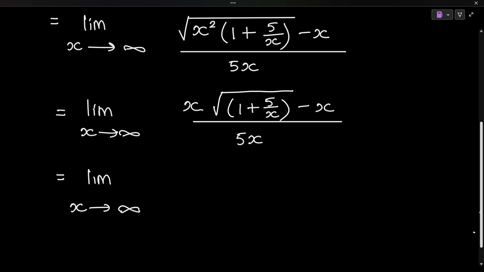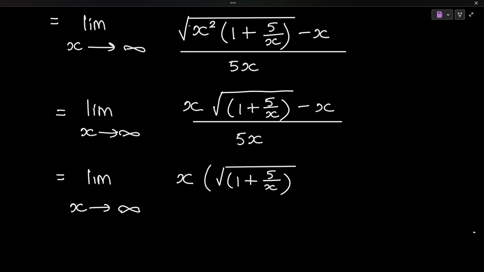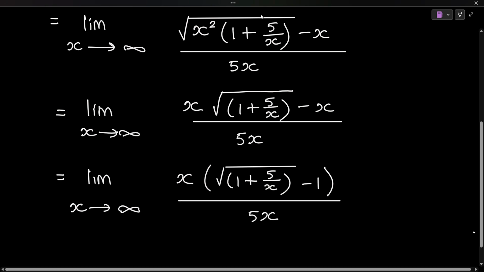Now, the next step is for us to factorize. So in our numerator, we notice that both terms contain x. Let's pull out x as a common factor. In the first term, we are left with the square root. In the second term, we are left with negative 1. And that is all over 5x. So our aim, once we factorize, is so that the x can cancel out.